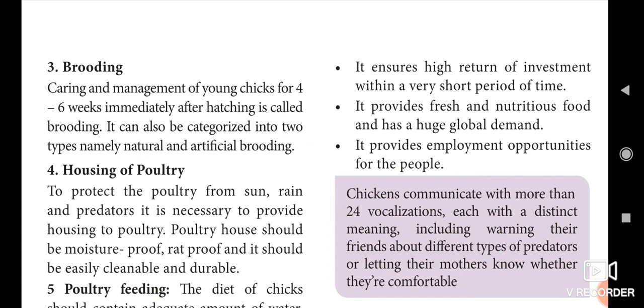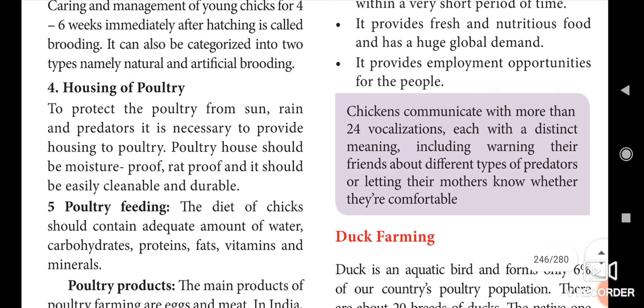Next one, housing of poultry. To protect the poultry from the sun. Okay, the shed will be protected from the sun, rain and predators. It is necessary to provide housing to poultry. So the poultry house should be moisture proof, rat proof, easily cleanable and durable. So these are the housing of poultry.